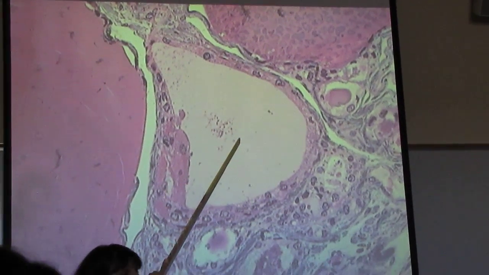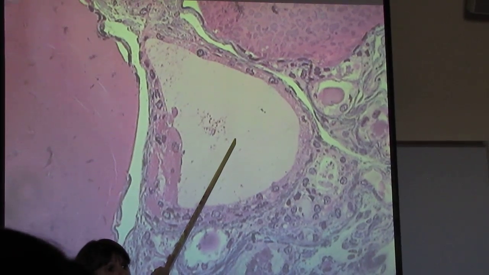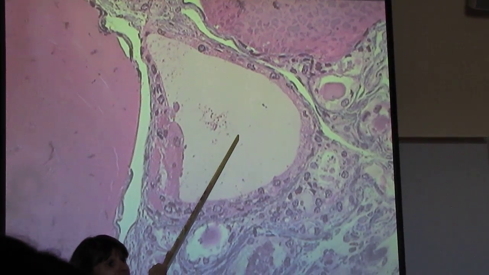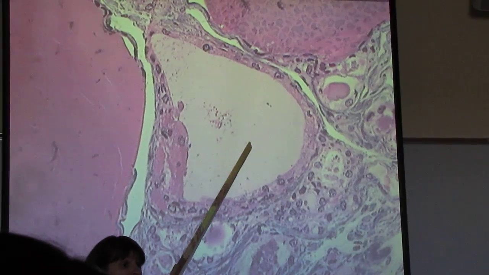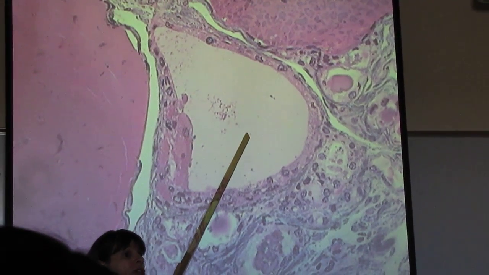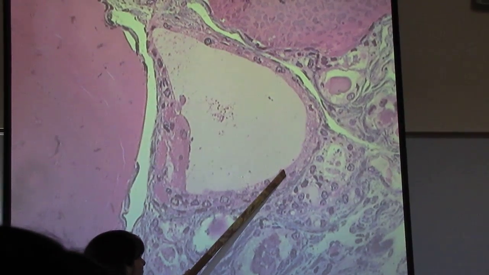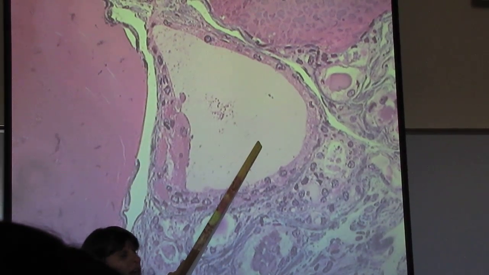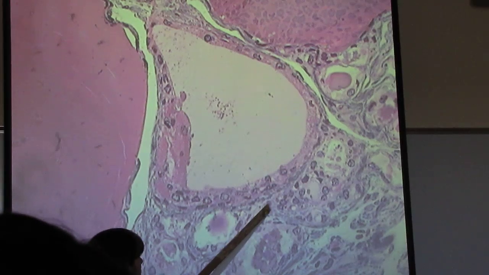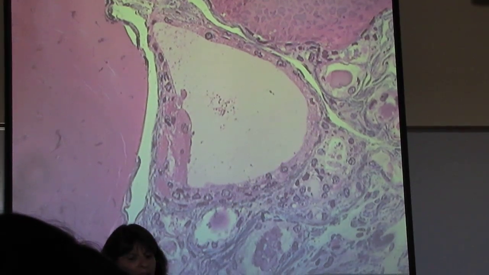And this substance right here, if I put, identify the substance the pointer is in, that would be the colloid. And what that colloid is, I didn't have a chance to tell you in lecture, is that's where the thyroid hormones are made. These cells make it, put it out there, and later they'll take it out and then it'll go into the blood vessels that are nearby.